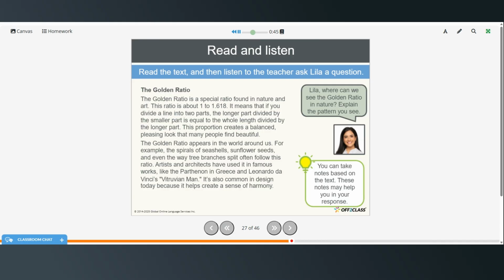The golden ratio appears in the world around us. For example, the spirals of seashells, sunflower seeds, and even the way tree branches split often follow this ratio. Artists and architects have used it in famous works, like the Parthenon in Greece and Leonardo da Vinci's Vitruvian Man. It's also common in design today because it helps create a sense of harmony.